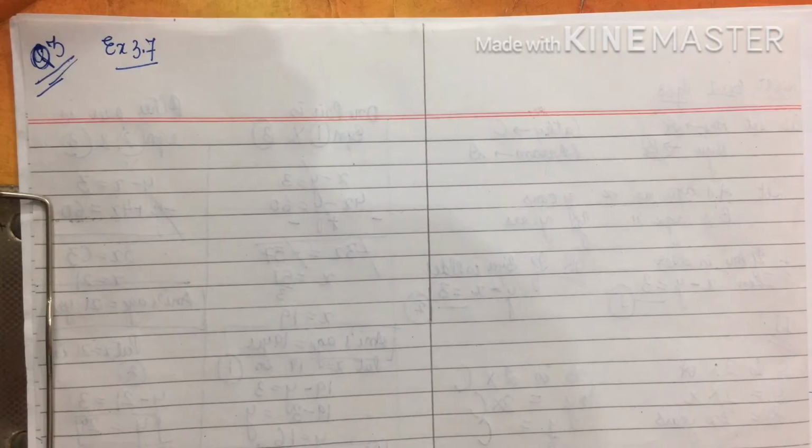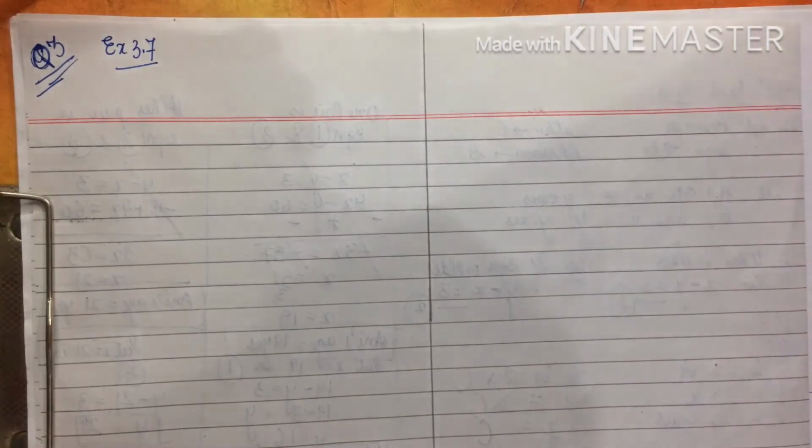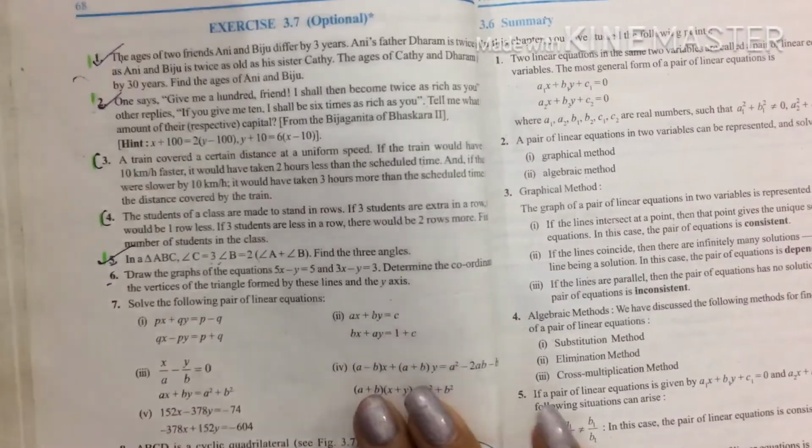Continuing further from the same exercise, we have already done the second question. Now we will take up the third question. A train covered a certain distance at uniform speed. If the train would have been 10 kilometers per hour faster, it would have taken 2 hours less than the scheduled time. And if the train was slower by 10 kilometers per hour, it would have taken 3 hours more than the scheduled time. Find the distance covered by the train.